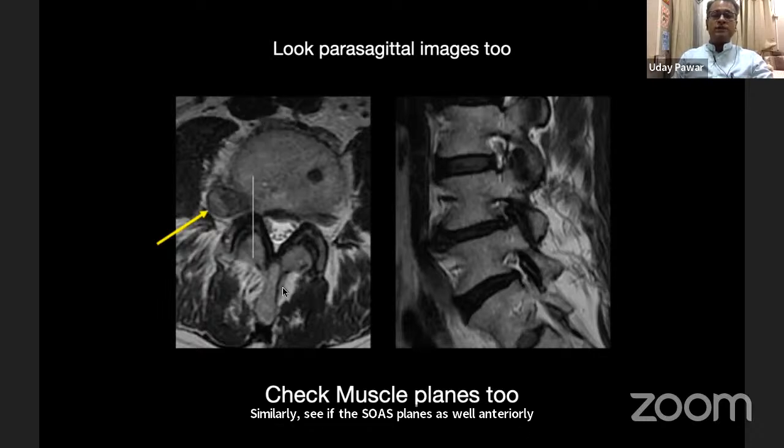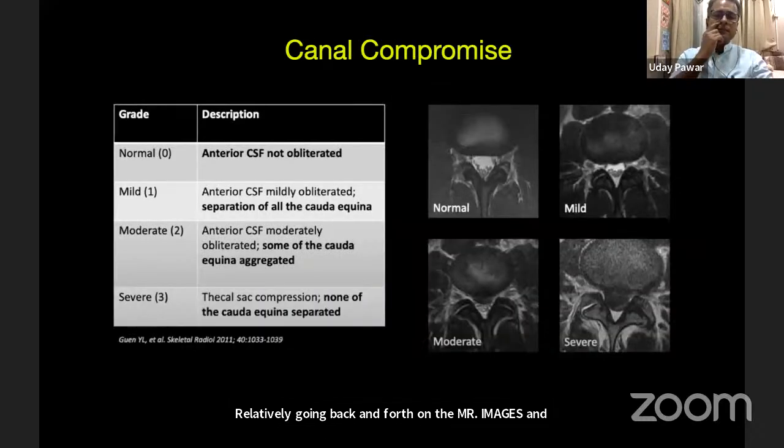So try to get a lot of surgical information, and that happens by going back and forth between the MRI images and the intraoperative images. Canal compromise, different definitions have been proposed, but by and large, most of us typically eyeball it and see how much is the canal.